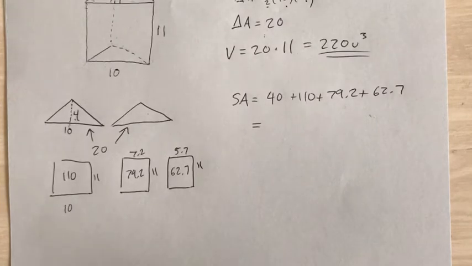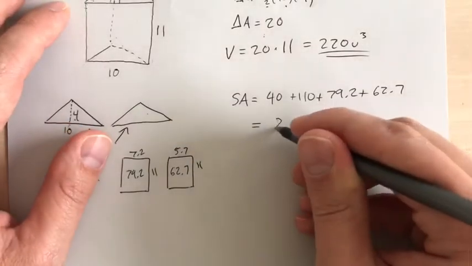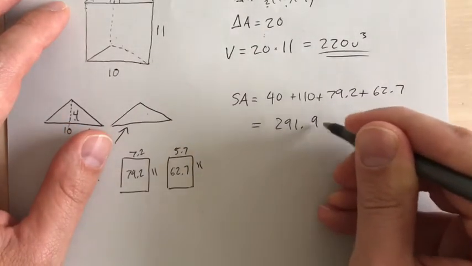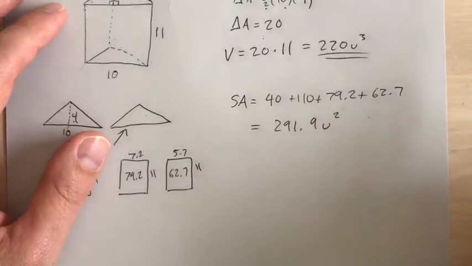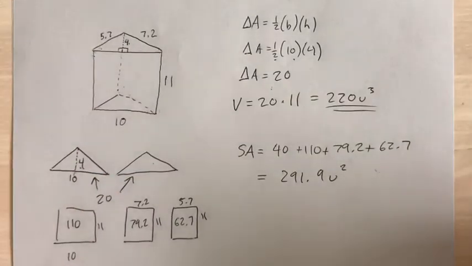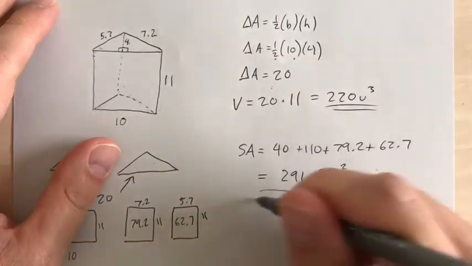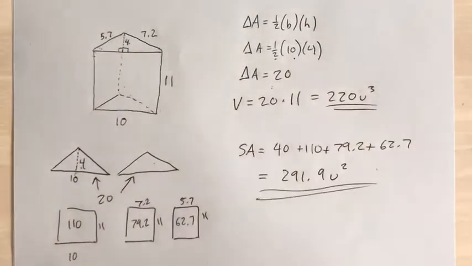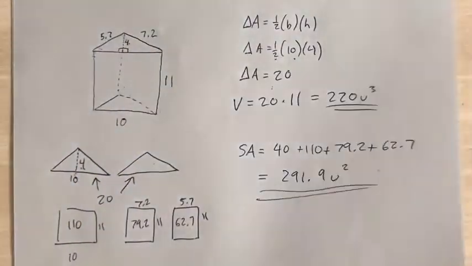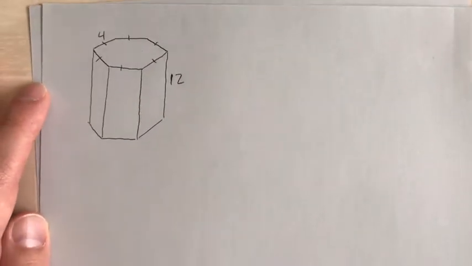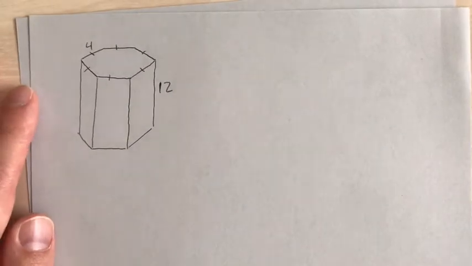So let's see, top and bottom is 40 plus 110 plus 79.2 plus 62.7. I got 291.9. And that would be units squared because, again, we're talking about area. And that would be how you could find a surface area for that. So for those of you guys who are wondering, who are struggling, that is how you do a problem like that. Next, I want to get into some more complicated prisms. So we're going to do that now.